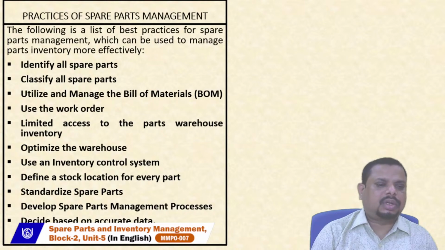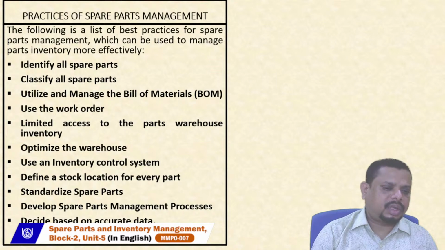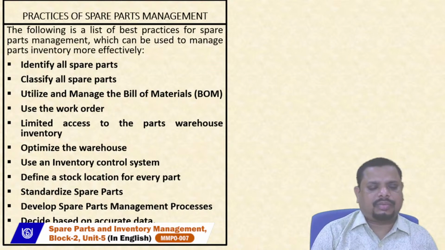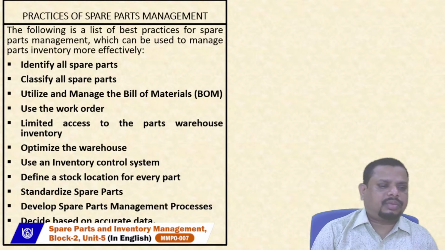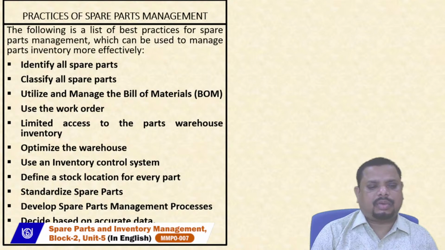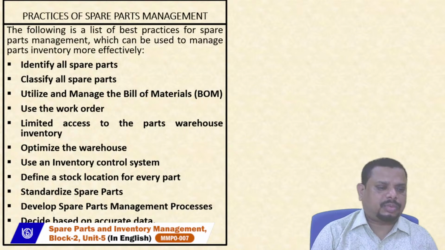The next one is, for example, stocking of spare parts. They must go for initiation of an automated retrieval system and automated storage system. So with the help of this system, you can easily optimize the warehouse. It also needs information technology support.